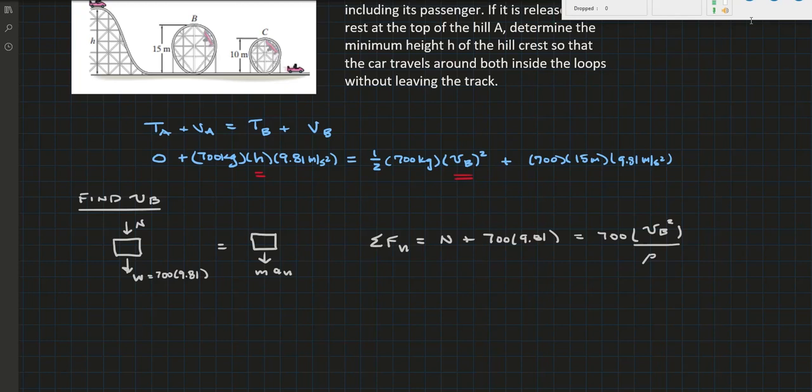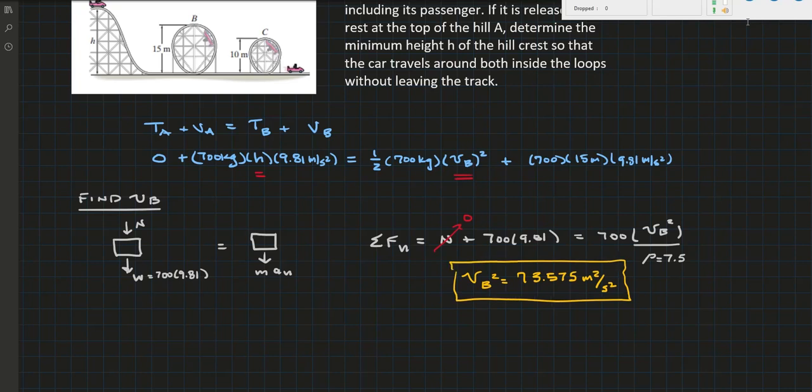Okay, let's sum our forces in the normal direction. We've got N plus the mass times acceleration for our weight, and then this equals our mass times our normal acceleration of velocity v squared over rho. For rho, we're going to have to take this as half of that height, or 7.5. Now, when we hit the top there, with the minimum speed, N is 0 in the minimal case, and we'll just make it around if that's the case. And this gives us our velocity squared for B.